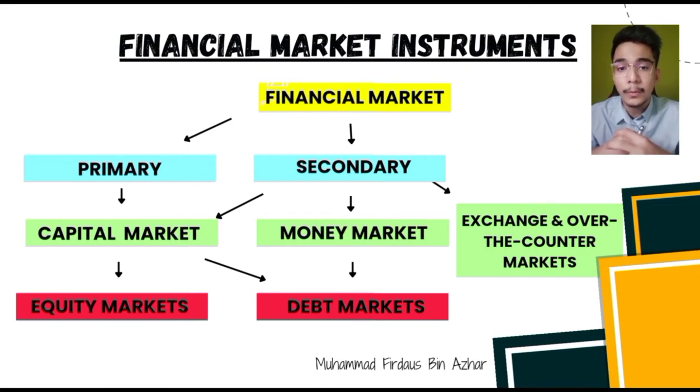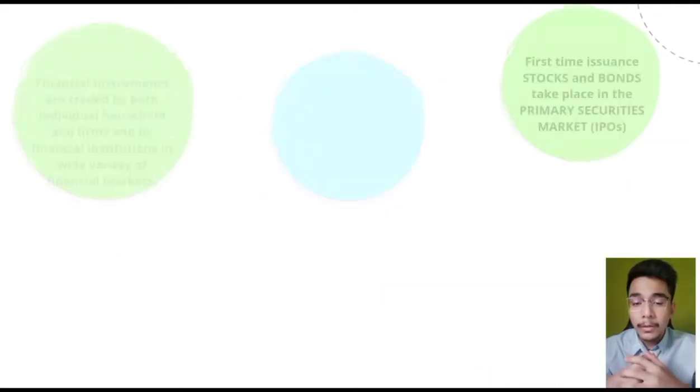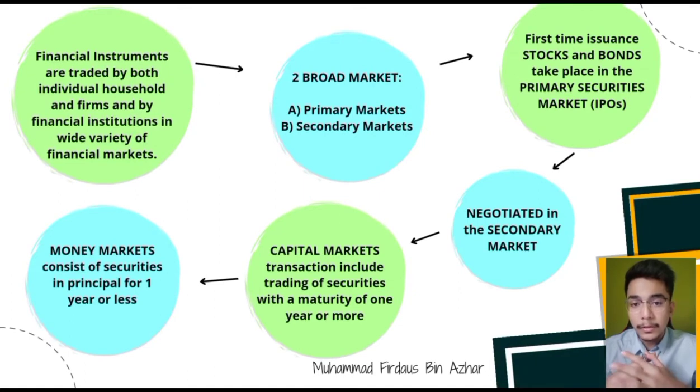So today I will present about the financial market instruments. As we can see, the table shows that the financial market consists of two, which is the primary market and the secondary market. The next slide: financial instruments are defined as traded by individuals, households and firms, and by financial institutions in a wide variety of financial markets. It consists of two broad markets, which is the primary market and the secondary market.